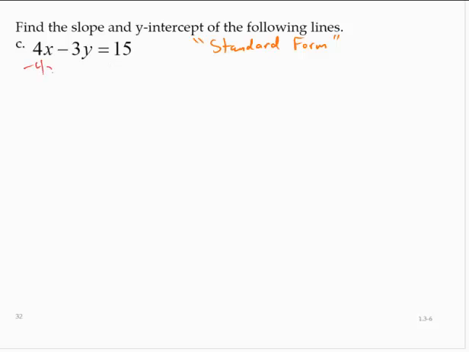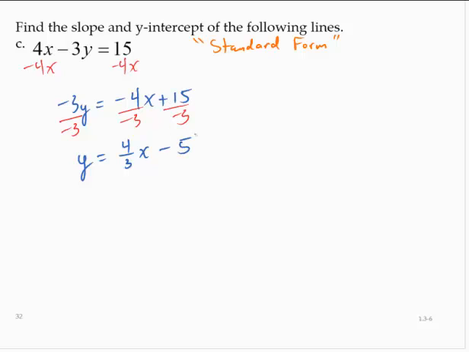So I'll subtract 4x from both sides, yielding negative 3y equals negative 4x plus 15. And then I will divide through each term by negative 3, yielding y equals 4/3 x, and then I have a positive 15 over negative 3, which is minus 5. So therefore the slope of the line is 4/3, and the y-intercept of the line is (0, -5).